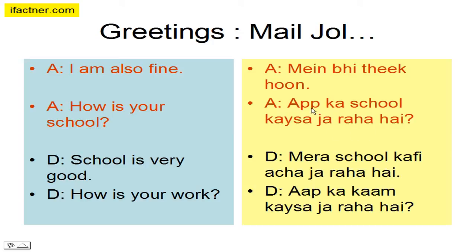Or you can say आपका स्कूल कैसा है. जा रहा है means is going. जा रहा going. How is your school going? And there is a difference between when you are talking to an elder person and when you're talking to a younger person. Usually when you know the persons, then you would say तुम्हारा. When you're talking to a friend, then you would say तुम्हारा स्कूल कैसा जा रहा है.